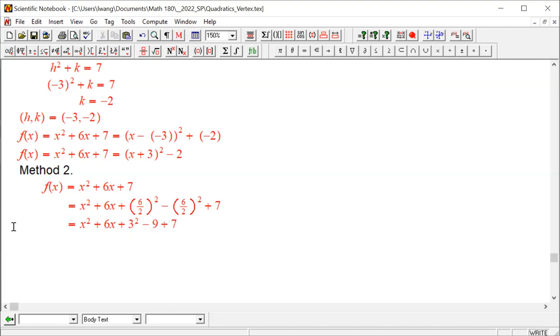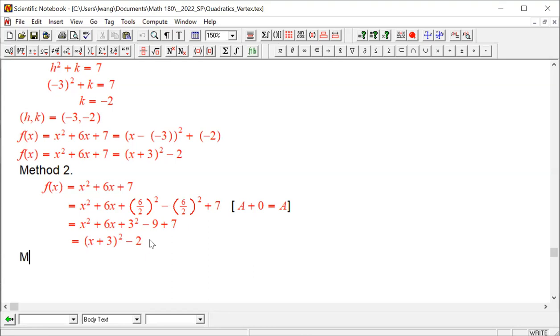And the next step, we've got the perfect square already. So this part equals x plus 3 squared. Factor that piece. We've got a minus 9 plus 7, that's going to be minus 2. So we got the same answer as you see. So this is method 2. Method 2 is basically algebraic manipulation, and we use a mathematical principle: adding 0, anything plus 0 stays the same. We use that principle.